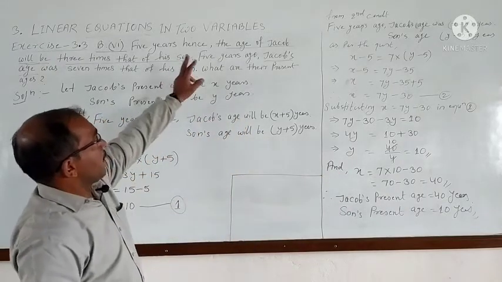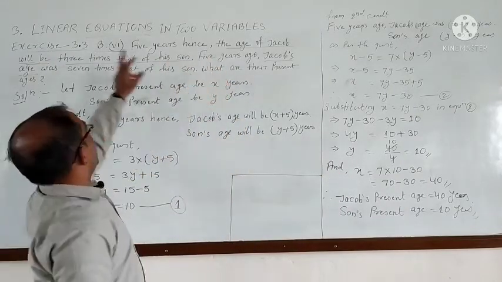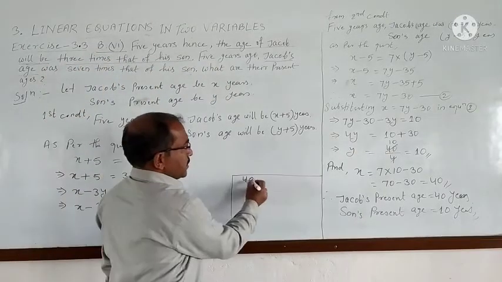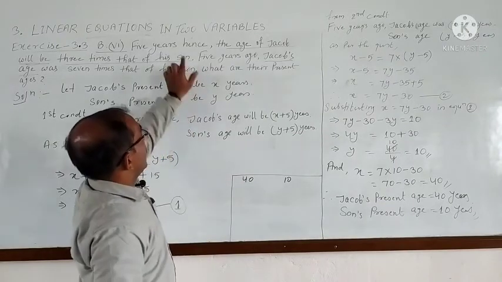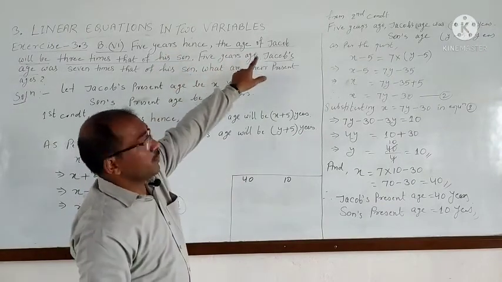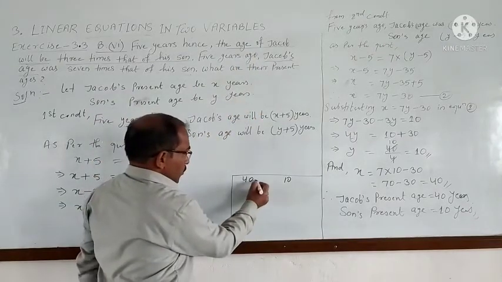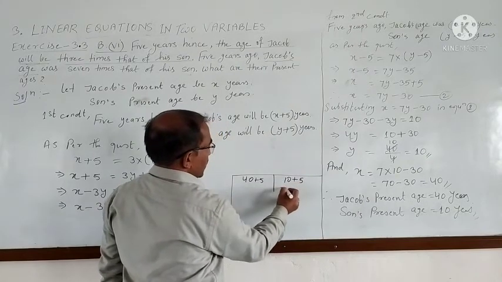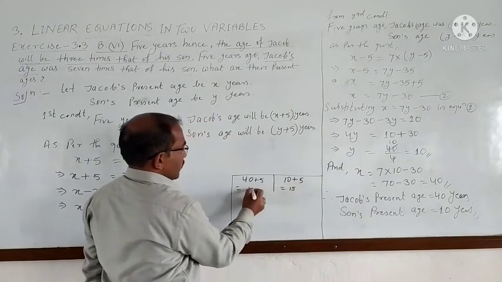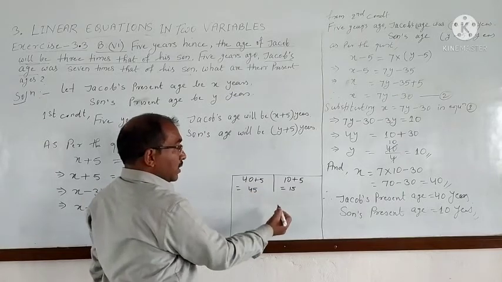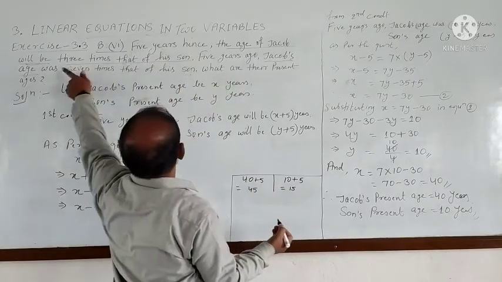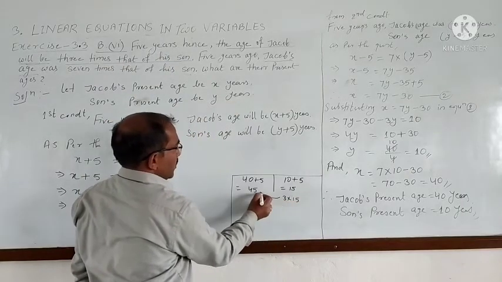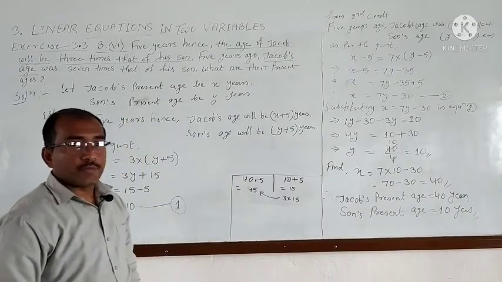The question is telling 5 years hence Jacob's age will be 3 times that of his son. Jacob's present age is 40, the son's present age is 10. 5 years hence, that means plus 5. So 40 plus 5, the son's age will be 10 plus 5, 15, and Jacob will be 45 years. And what is the question telling? The age of Jacob will be 3 times that of his son. That means 3 into 15 is really 45. So the first condition is fulfilled.